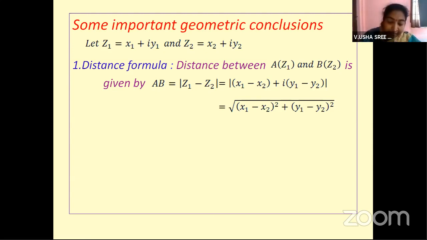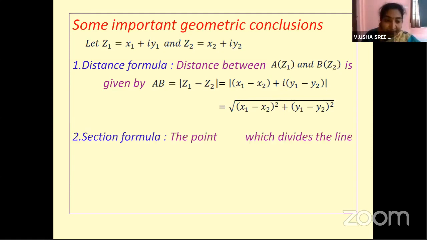Okay. Then the next one that we are going to see is the section formula. You are very familiar with the section formula also, children. In your class 10th, you have seen what is a section formula, right? If P is a point which is dividing a given line segment in the ratio of m is to n, right? Then you define P as (mx2 plus nx1) by (m plus n) and (my2 plus ny1) by (m plus n). The similar type of formula we do have in complex numbers.